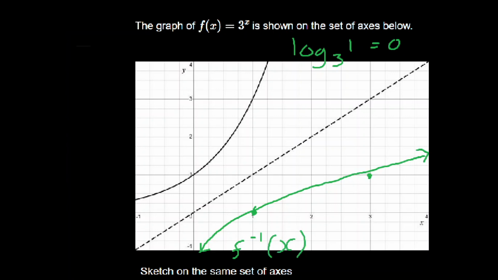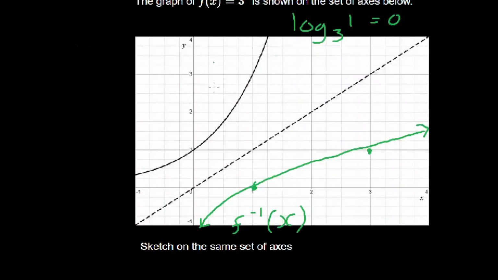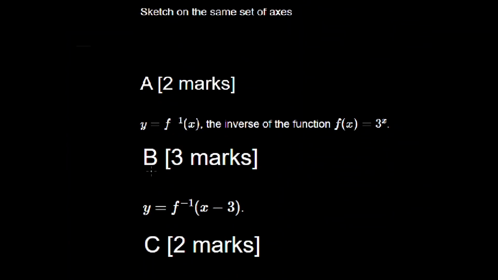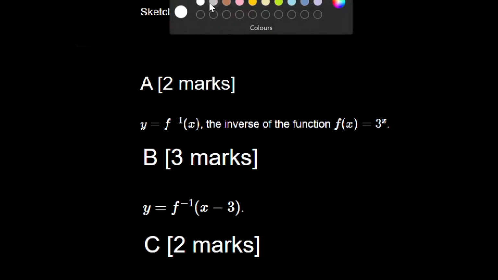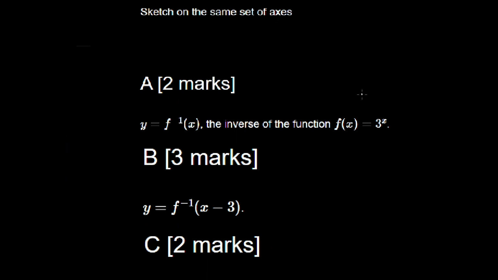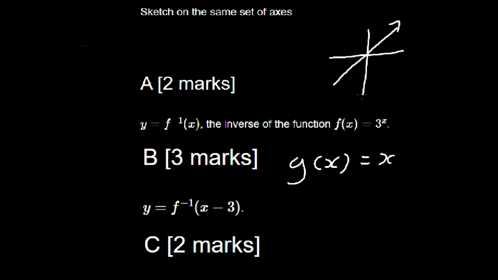So now we're just going to leave it at that, and we're going to go to part B, which is asking us what happens if we now have a minus 3. So what happens there? Well, let's take another example where we say g of x is equal to x. All right, we all know that will just give us a straight line.